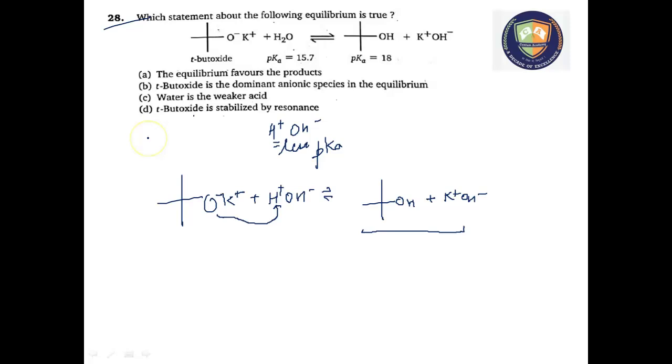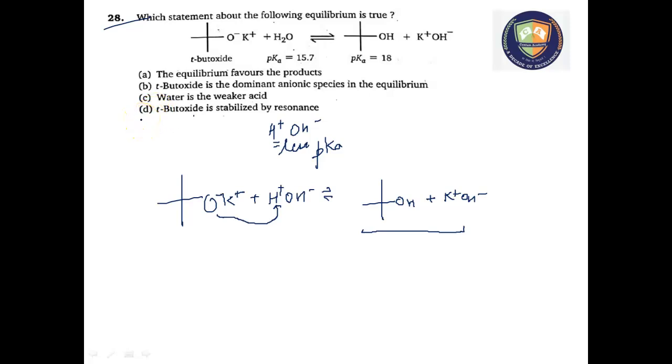Let us consider option C, that water is the weaker acid. How will we compare that? We are given the pKa values for water and tertiary butanol. Since water has a lower pKa value, it has a higher Ka value and is the stronger acid. So this option is also incorrect.